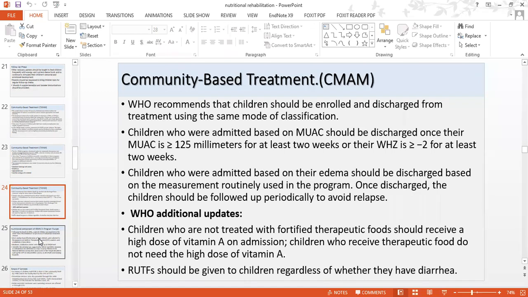WHO further recommends that children treated with fortified therapeutic food should receive a high dose of vitamin A on admission. Children who receive therapeutic food don't need the high dose of vitamin A because it already contains vitamin A. And RUTF should be given to children regardless of whether they have diarrhea or not.